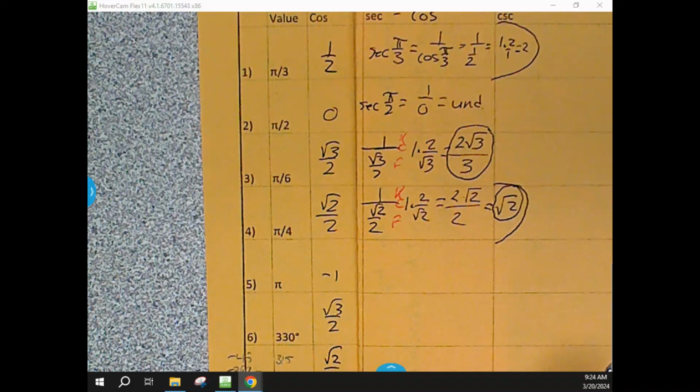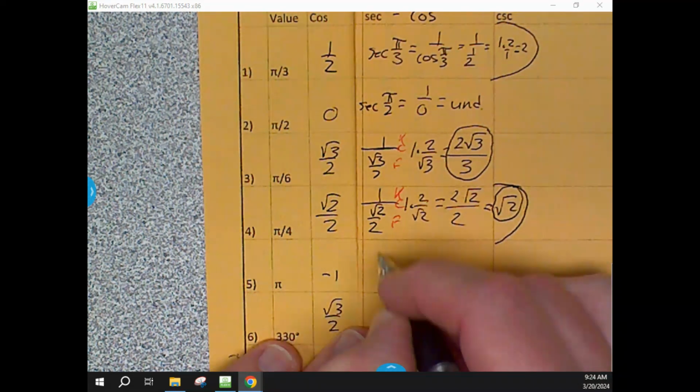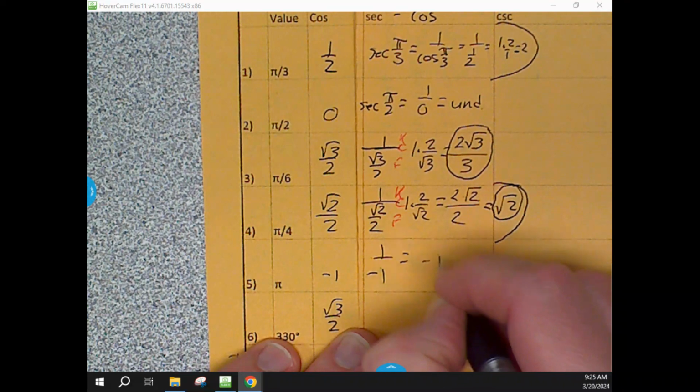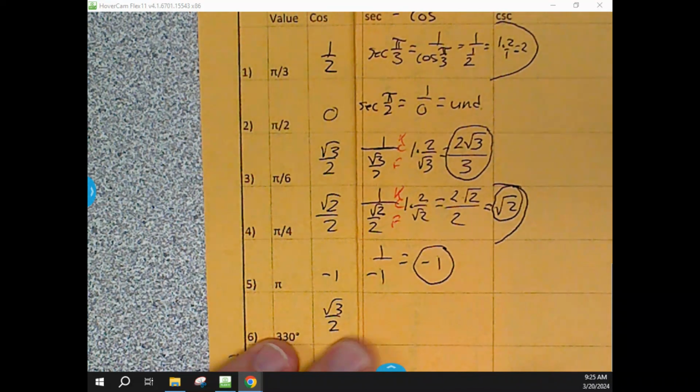So finally, for number 5, we get one that's easy, kind of like number 2 was. In this case, it's 1 over the cosine value. It's 1 over negative 1. There we go, nice and easy. That's just negative 1. That's a nice one to have.